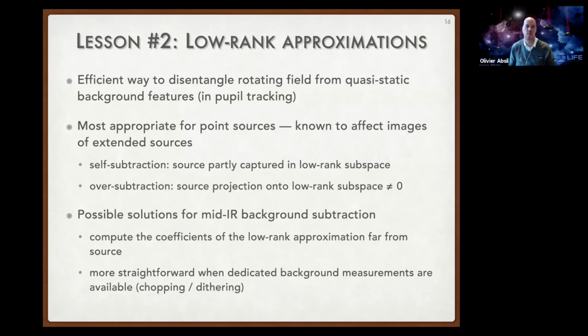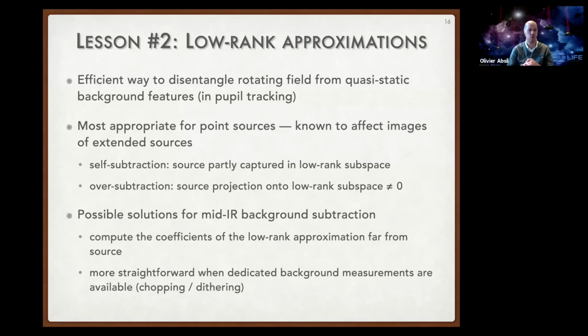A second important thing that we can learn from high contrast imaging is that these low-rank approximations can really be useful in removing static or quasi-static features in the images. This is most appropriate for point sources, and actually it's known to affect extended sources. So if you use this technique where you let the pupil fix and the field rotates, and you use low-rank approximation to remove the fixed background, this is known to affect the image, especially of extended sources.